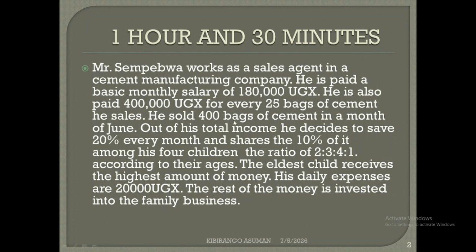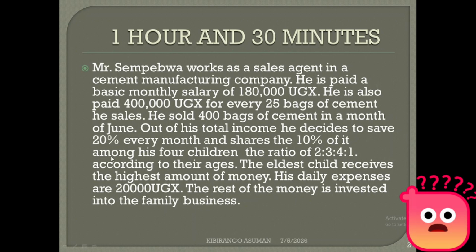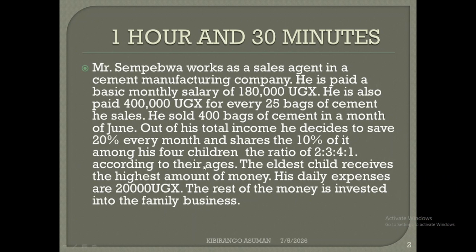Out of his total income, he decides to save 20% every month and shares 10% of it among his 4 children in the ratio of 2 to 3 to 4 to 1, according to their ages. So the oldest child receives the highest amount of money, which is the ratio 4. His daily expenses are 20,000 Ugandan shillings. The rest of the money is invested into the family business.